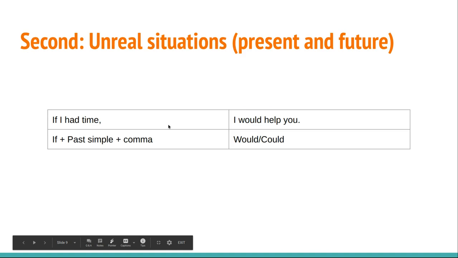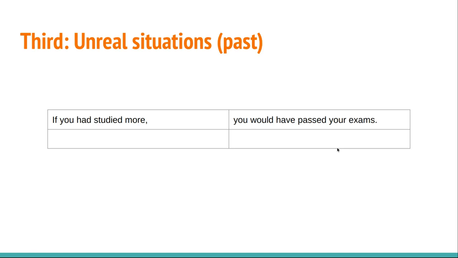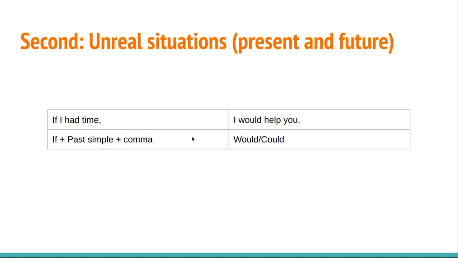This is the example. This is the structure. Okay. So if plus past simple, subjunctive, in fact, plus a comma. And then the modal will be would or could. Okay. Now, don't forget, it's a subjunctive. It just looks like the past simple of the indicative, but it's a subjunctive in the past.